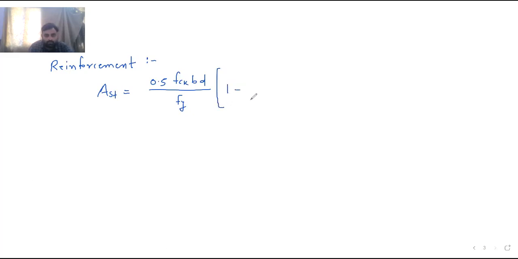Now we are going to calculate the reinforcement. That reinforcement Ast is equal to 0.5 fck b d divided by fy, in bracket 1 minus square root of 1 minus 4.6 Mu upon fck b d square.